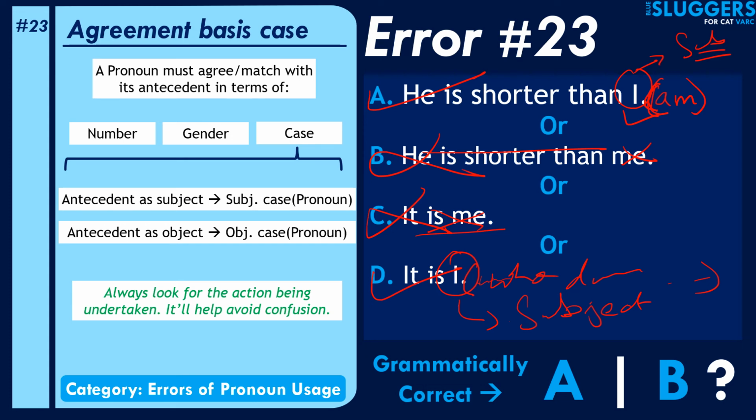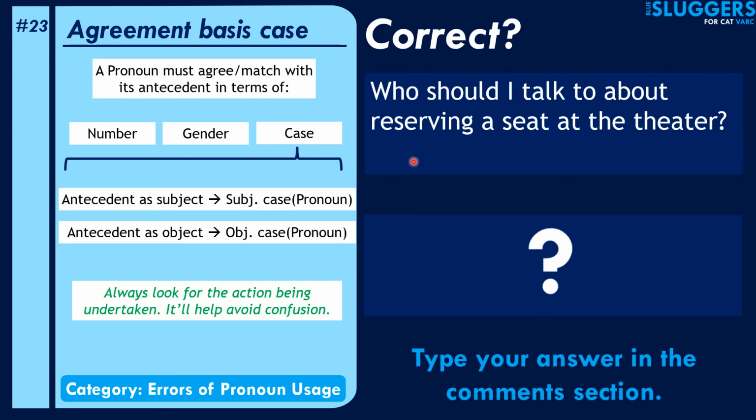Now give this a shot by yourself. The sentence says, "Who should I talk to about reserving a seat at the theater?" The hint is to look for the action that is being undertaken. Let me know what you think should be the correct version of the sentence, if any, in the comment section.